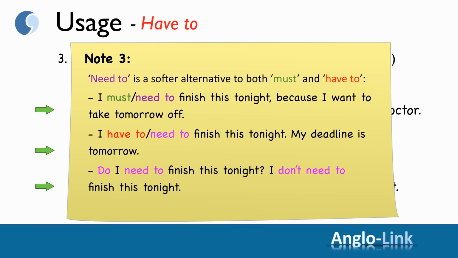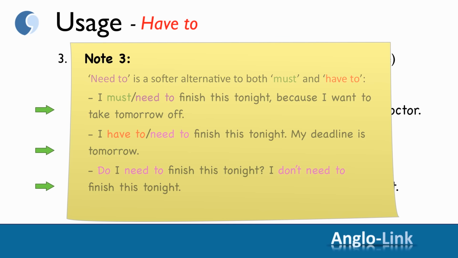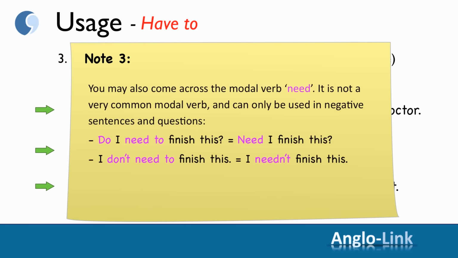Need to is an ordinary verb and takes auxiliaries. Do I need to finish this tonight? I don't need to finish this tonight. You may also come across the modal verb need. It is not a very common modal verb and can only be used in negative sentences and questions. So you may hear, instead of do I need to finish this, need I finish this? Or instead of I don't need to finish this, you may hear I needn't finish this.